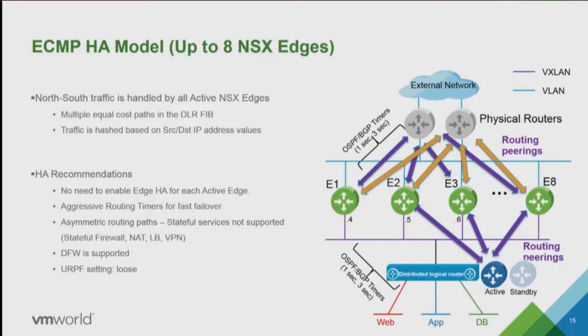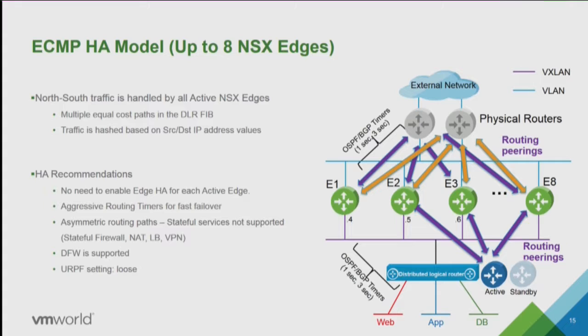So how do we set that up? That's pretty simple. Each edge node will have its peering, so dynamic routing protocol setup. Here I've shown everything redundant: physical routers, 8 different edge nodes, each edge node peering with a physical router, and each edge node also peering with the DLR control VM in this case. In terms of timers, we use pretty aggressive timers. That's the minimum timers that we can do, 1 and 3.